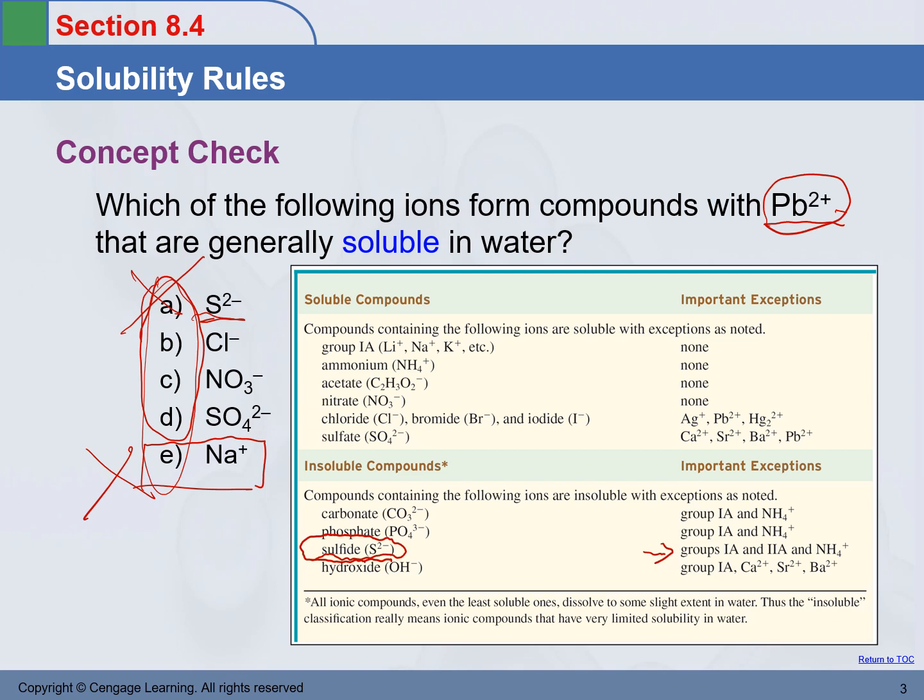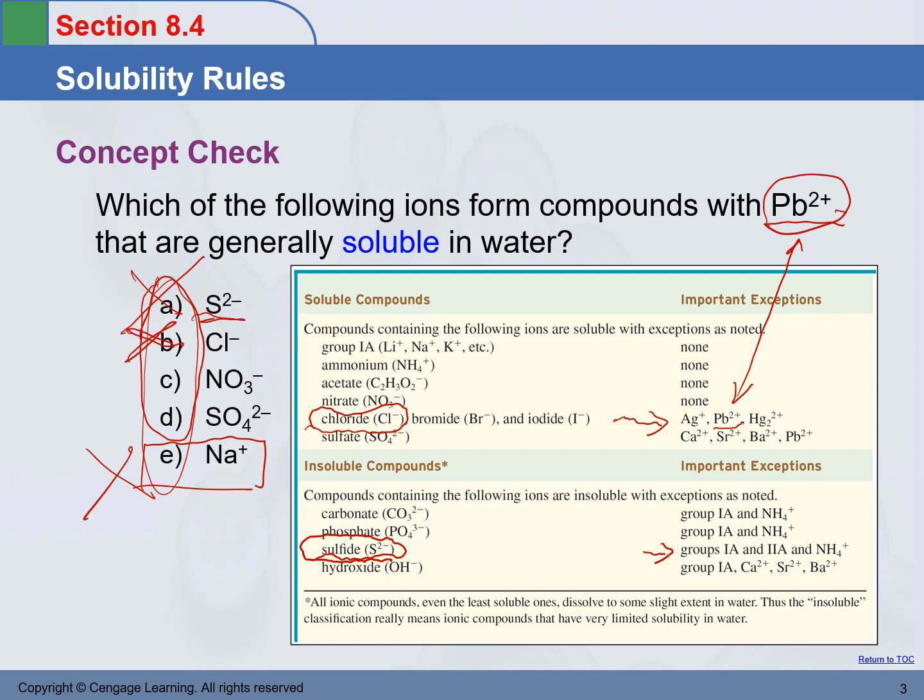Chloride. Lead and chloride is right here. All right, chloride looks like compounds with chloride ions should be soluble. Again, let's check the exceptions. Silver plus is an exception. Lead 2 plus is an exception. Oh, all right, lead 2 plus is an exception. Lead 2 plus combined with chloride, the compound will be insoluble. It is not our answer.